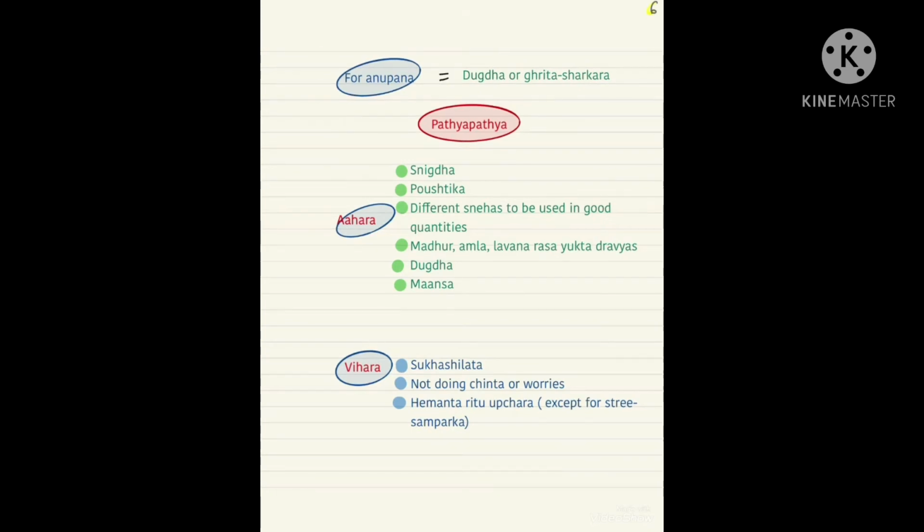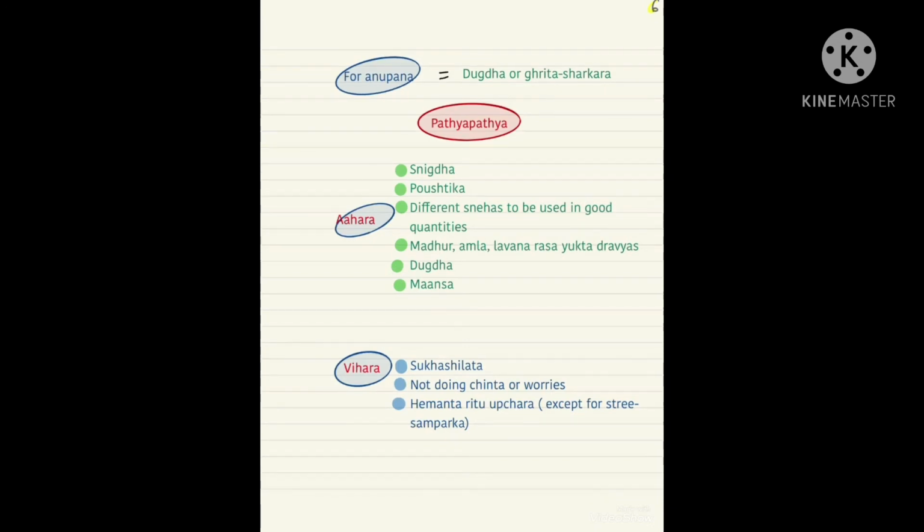Now what is the pathya that is to be followed, the do's and don'ts of eating and activities. For ahara, the person has to take snigdha ahara, paushtik ahara, meaning nutritious. Different snehas, ghee, oil, everything is to be used in good quantities in his meal. The dravya should be madhur, amla and lavana rasayukta. So madhur, amla and lavana rasatmak dravya should be used in eating. There should be dugdha and mansa also included in the food.